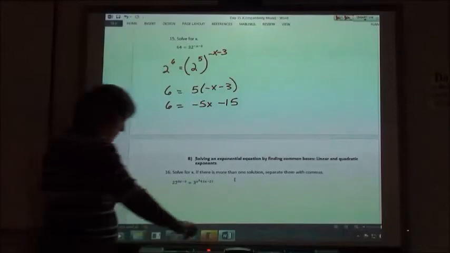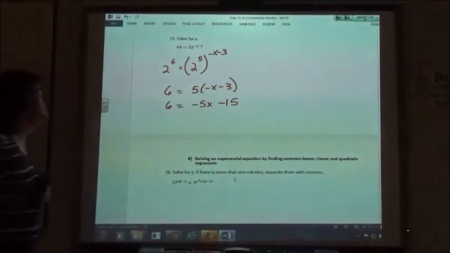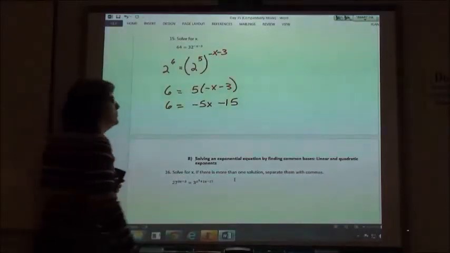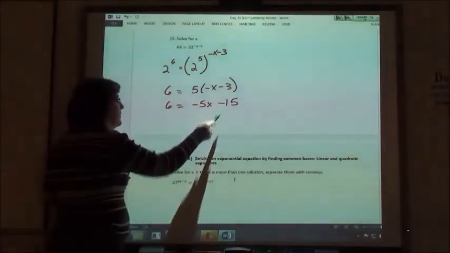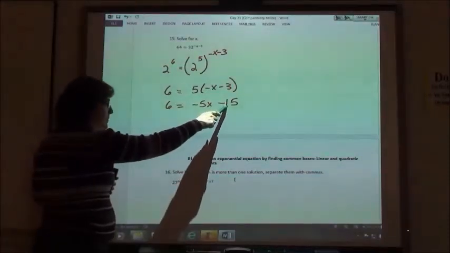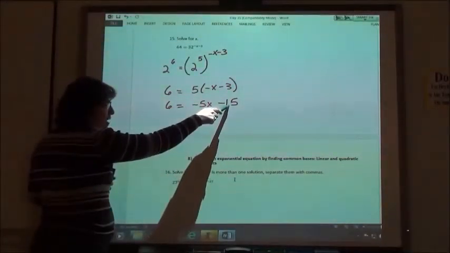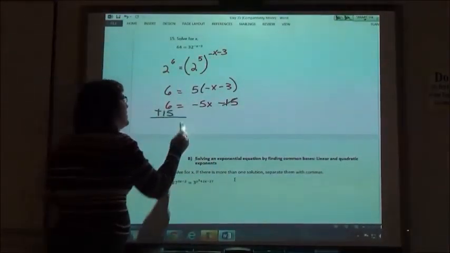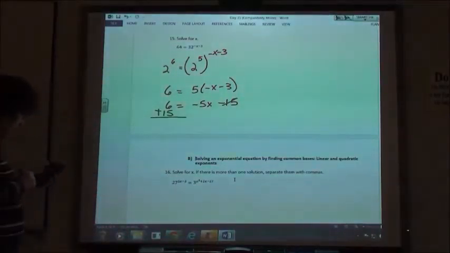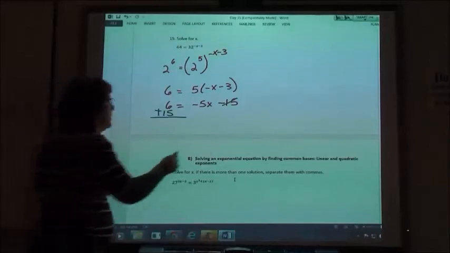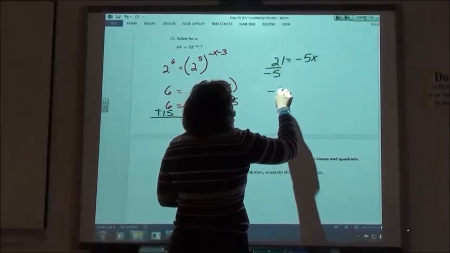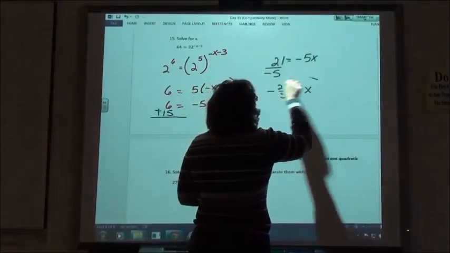Now we got to solve that for x. So what should we do next? We're going to divide. No, before we divide, I got to get the x by itself, so we got to move that, right? Negative 15 becomes positive 15. Make that a plus 15, equals 5x, which is 21. Then we divide. So negative 21 fifths is going to be our answer for x.